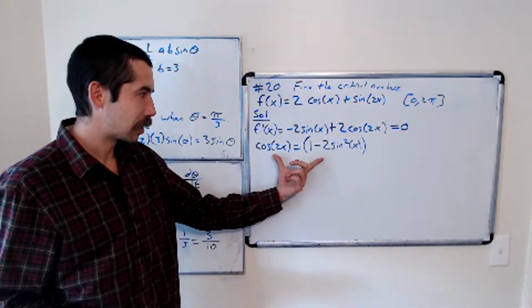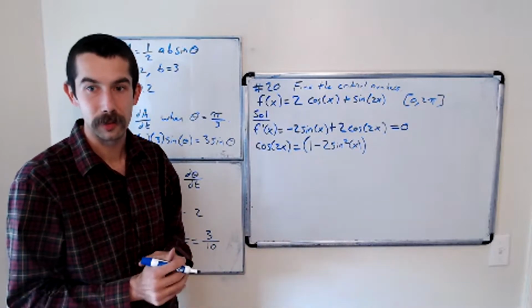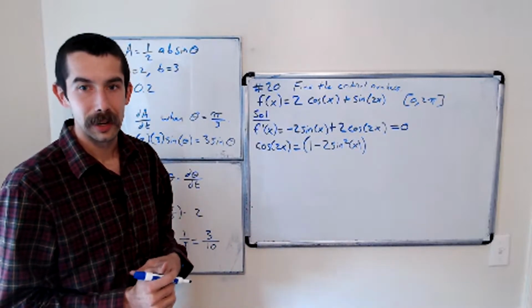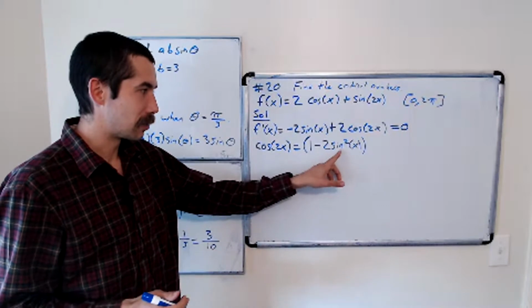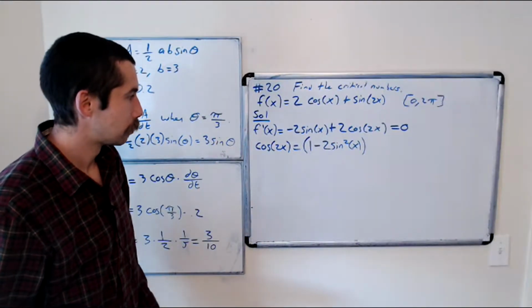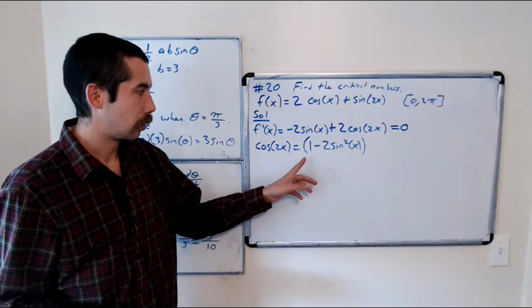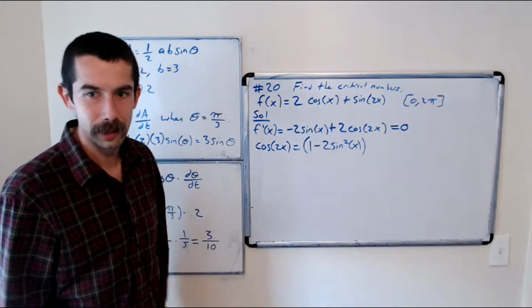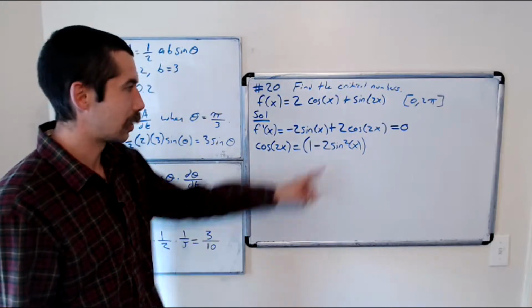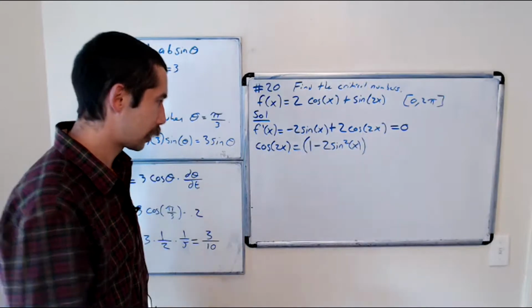This identity you actually use quite a bit in Calc 2 when you're learning about integrals of trig functions. You rewrite it as sine squared of x equals (1 minus cosine of 2x) over 2. So we're going to use this. So let's use this identity for cosine of 2x.